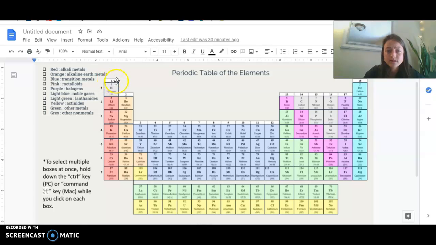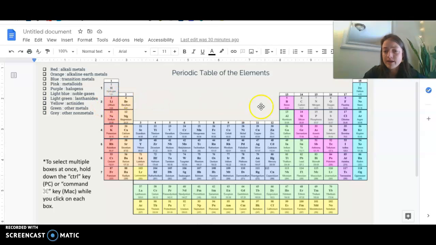Across the top, you can see these little numbers on the very top of all of your different columns. Those are the group numbers. And across the side, we can see our different row numbers. Those are the period numbers. So when you're asked for what group or period an element is, that's where you're going to look.